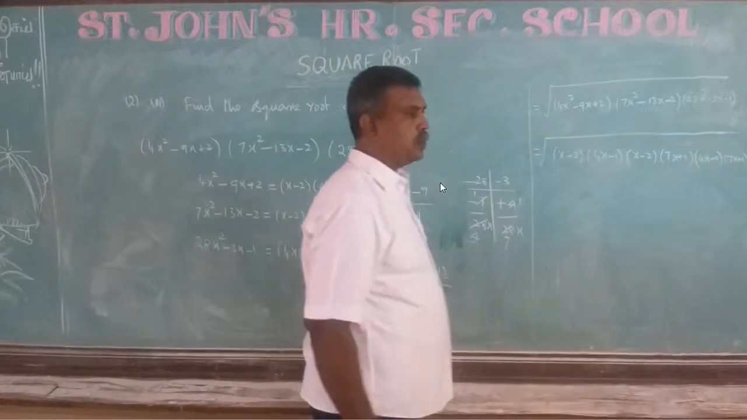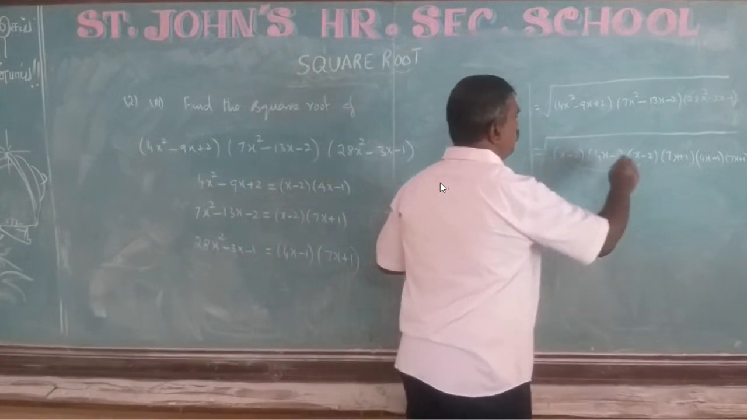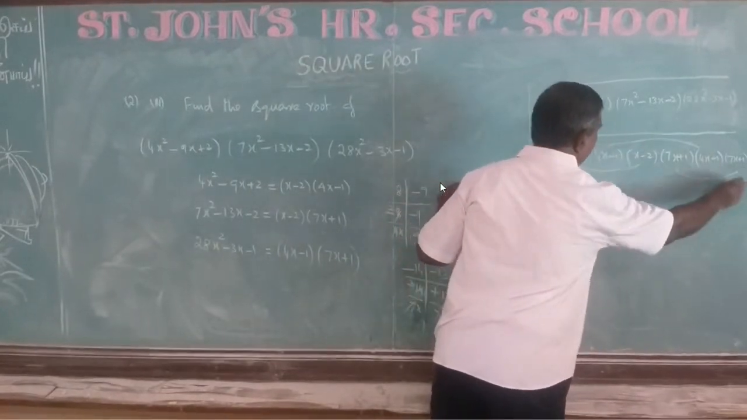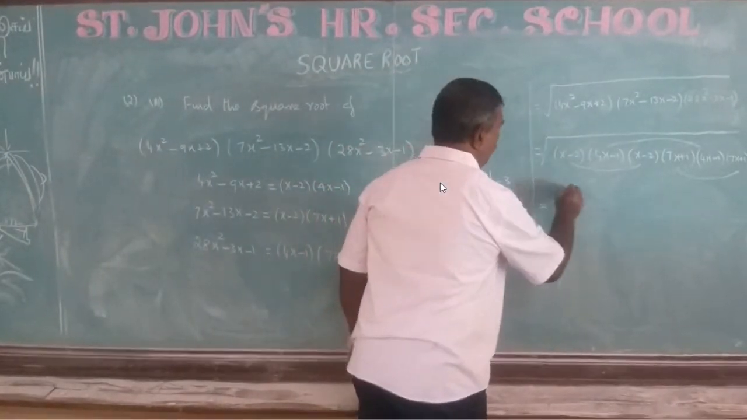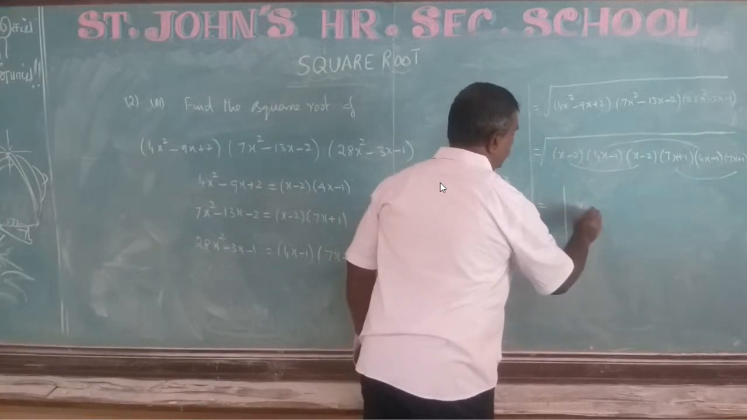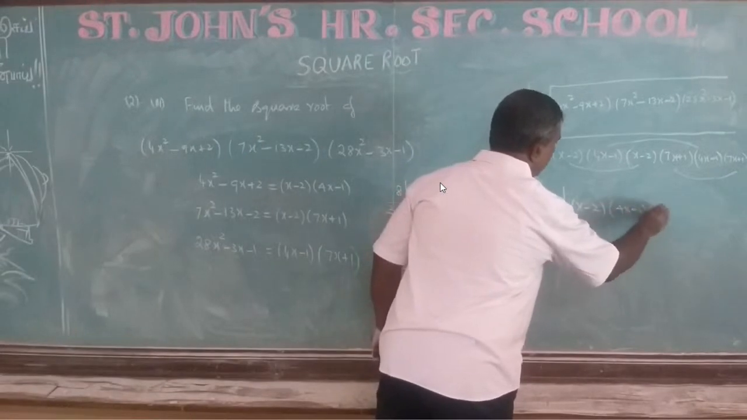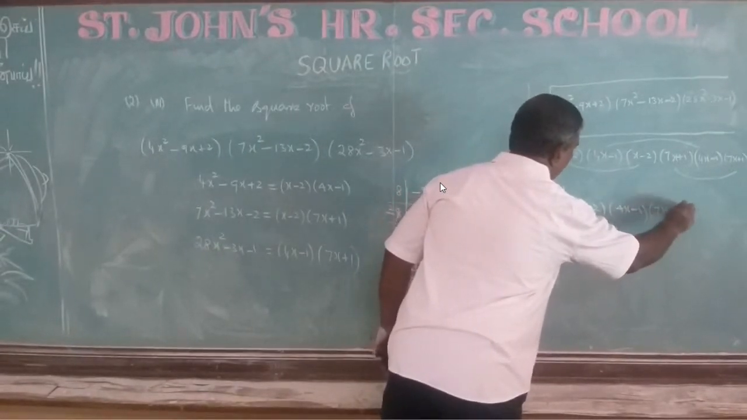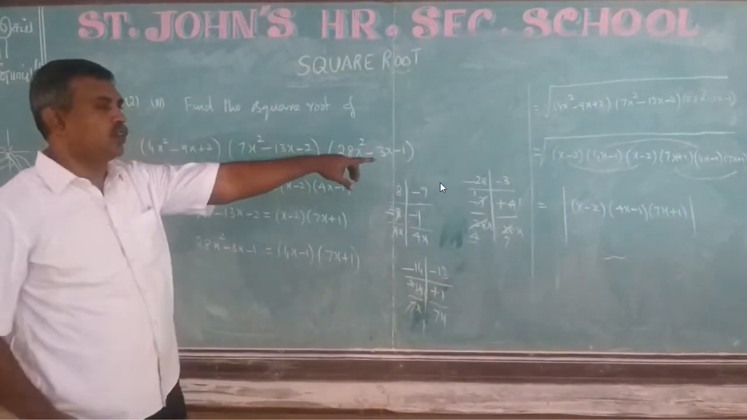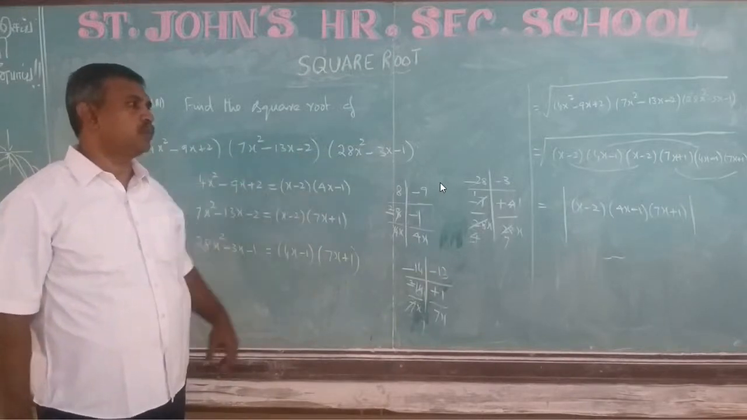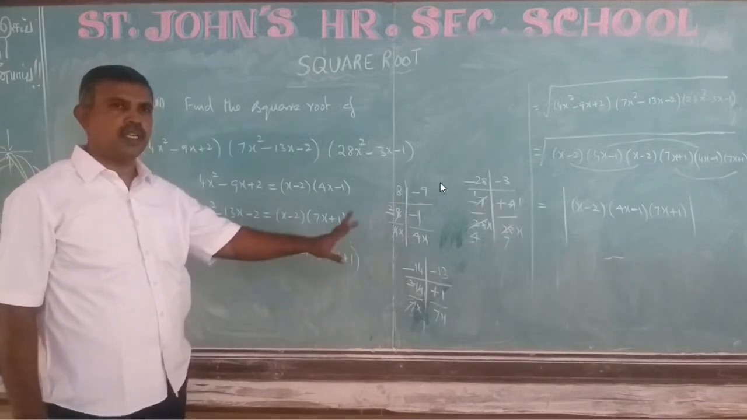Now we take the square root. Square root means there are two numbers: x minus 2 into x minus 2, 4x minus 1 into 4x minus 1, 7x plus 1 into 7x plus 1. We take one of each value. Therefore, the square root of this value is equal to modulus of x minus 2 into 4x minus 1 into 7x plus 1. That is the answer.